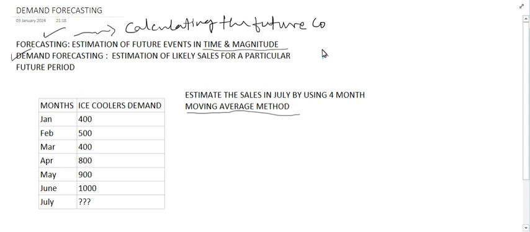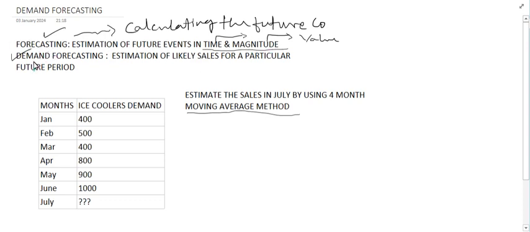Time indicates the period you are forecasting, for example, for next week or for next month or for next day. So that indicates the time, and magnitude means the value. So how much it is going to rain tomorrow or the day after tomorrow or for the next week or the next month. Likewise, it is trying to estimate the future events. So that is nothing but forecasting.